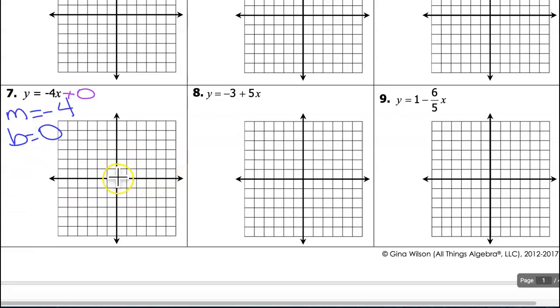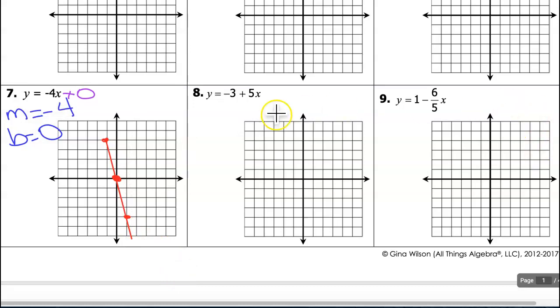So we start at the origin, and then from there I'll go down 4 and over 1, or I could go up 4 and left 1. Once we've got our negative slope, we just connect the dots and our line is finished.